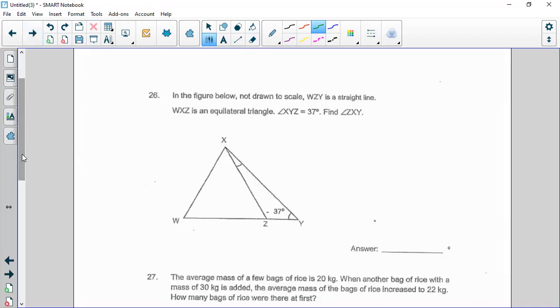Okay, in the figure below, not drawn to scale, you have a straight line. WZY is a straight line, and WXZ is an equilateral triangle. So please recognize what triangle that is, because there are a few triangles inside. Don't look at the wrong triangle. And then what do you do? Every time you see an equilateral triangle, go and mark out the 60 degrees.